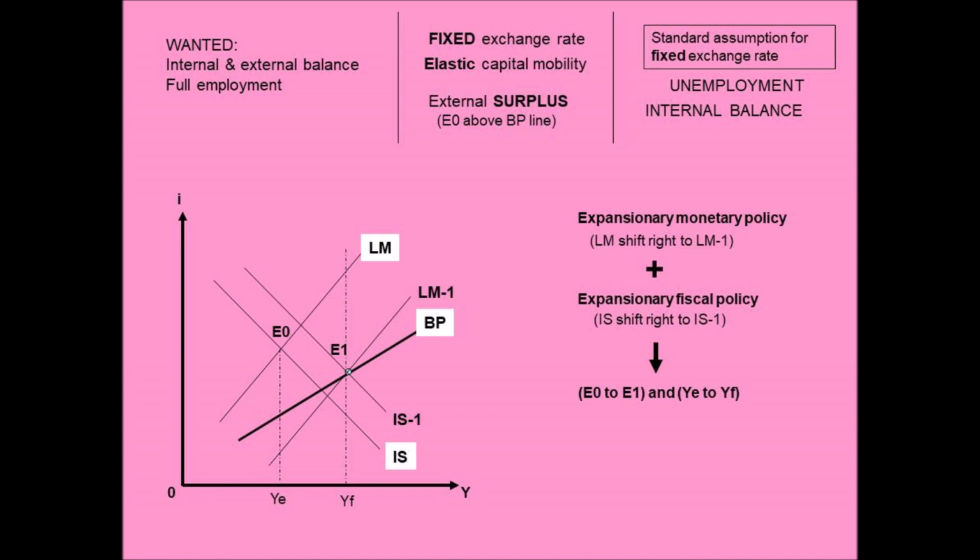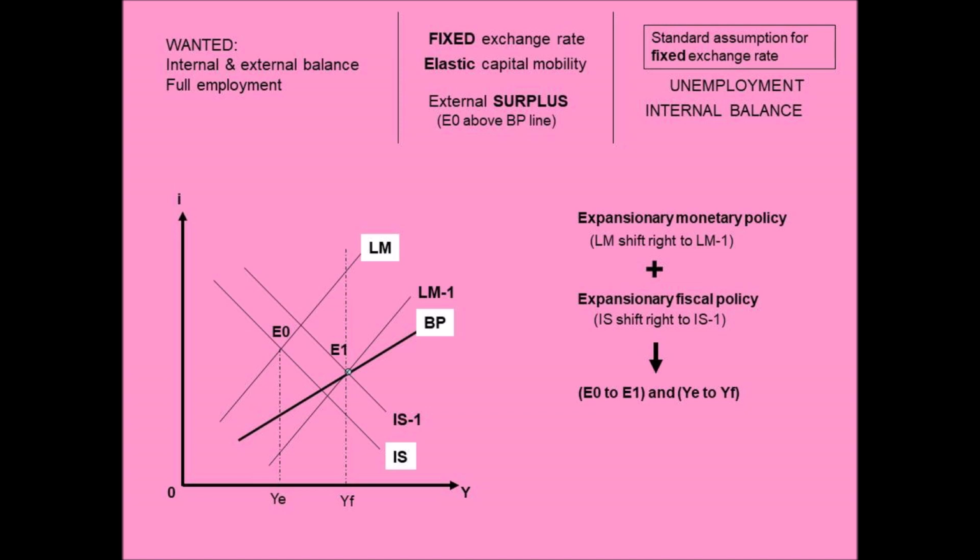Now, based on this graph, let's say this graph is the initial situation. Initially, your LM and IS cross at this E0, right? That is internal balance, crossed at YE. YE is below YF, so you have unemployment. E0 is also above the BP line. Therefore, you have external surplus.